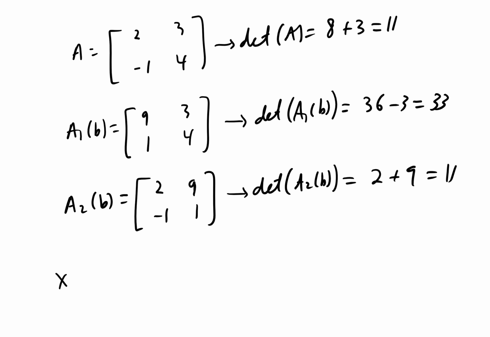So then x, which is x1, is the determinant of A1 of b, 33, over the determinant of A itself, so that's 3. And y would be the determinant of A2 of b, 11, over the determinant of A itself, so that's 1.